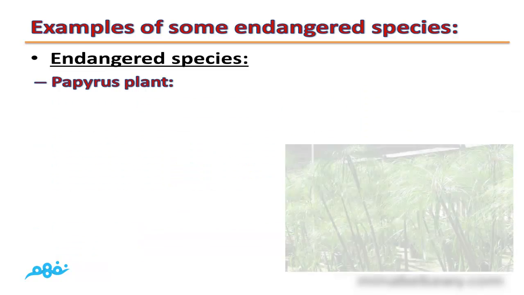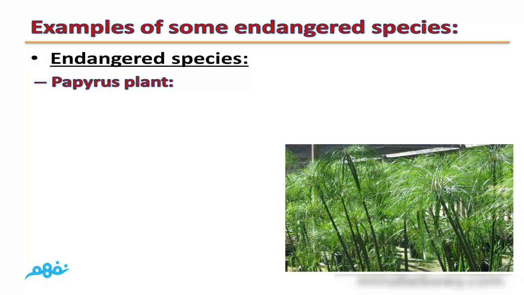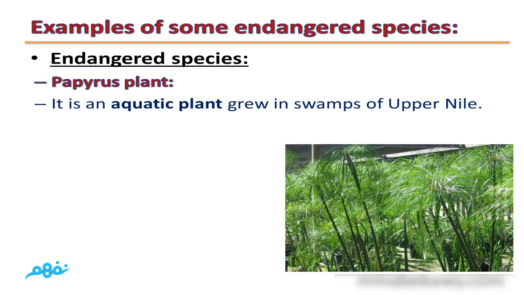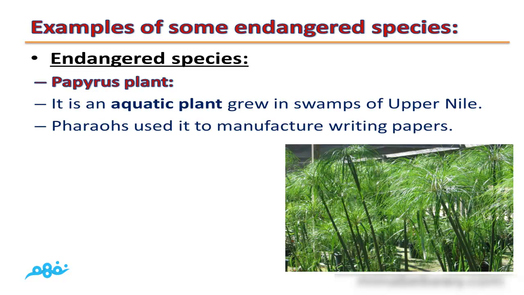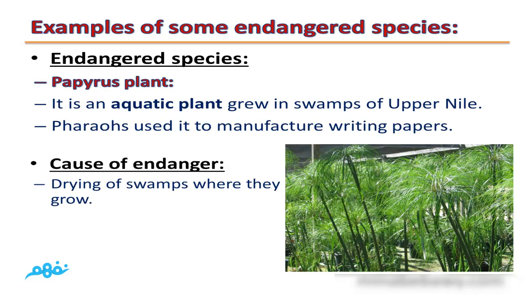The final endangered species is papyrus plant. It is an aquatic plant grown in swamps of Upper Nile. Pharaohs used it to manufacture writing papers. Cause of endanger: drying of swamps where they grow.